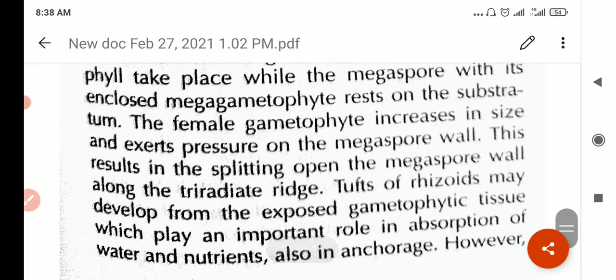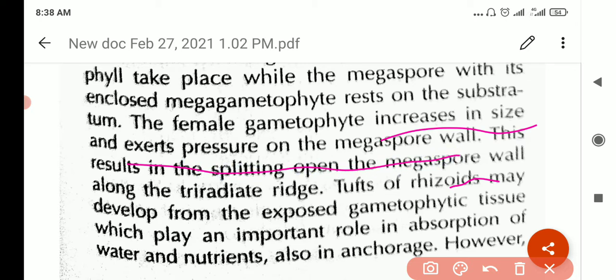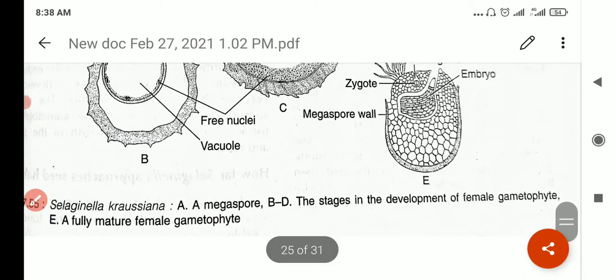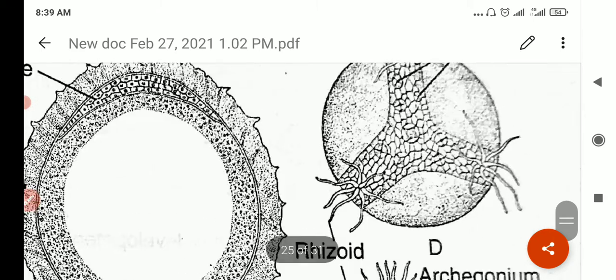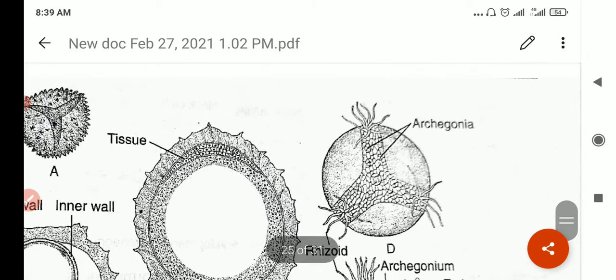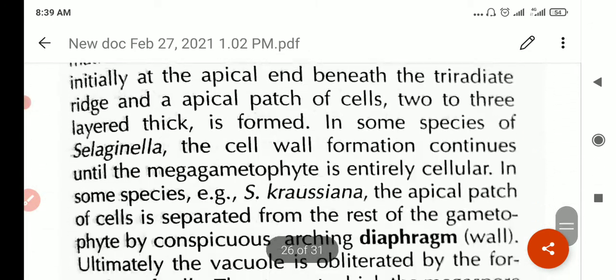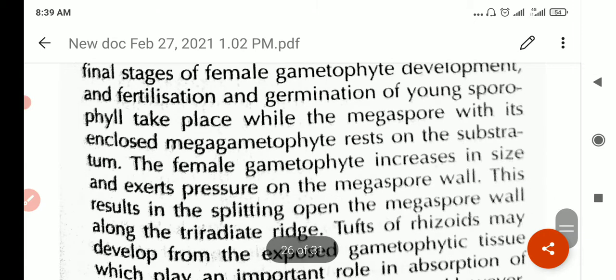The female gametophyte will increase in size and exert pressure on the megaspore wall. As it keeps on increasing in size, it will split open the megaspore wall along the triradiate ridge. Here we saw the splitting. In image D, you can see that the female gametophyte has increased so much in size that it splits along the triradiate ridge.